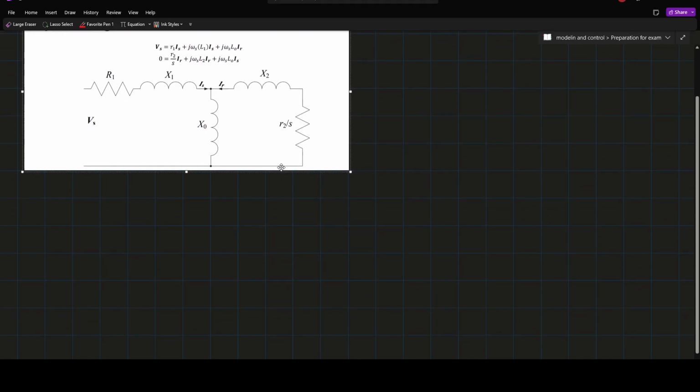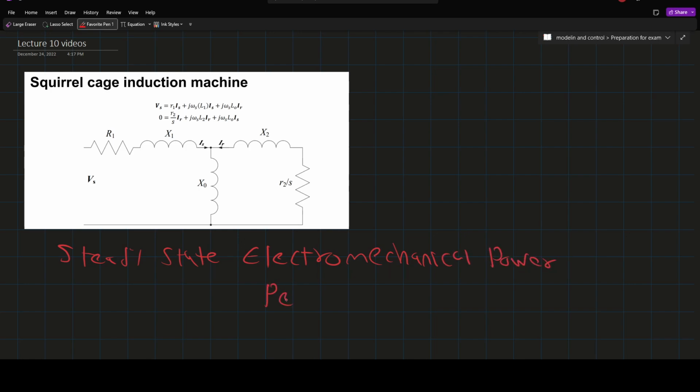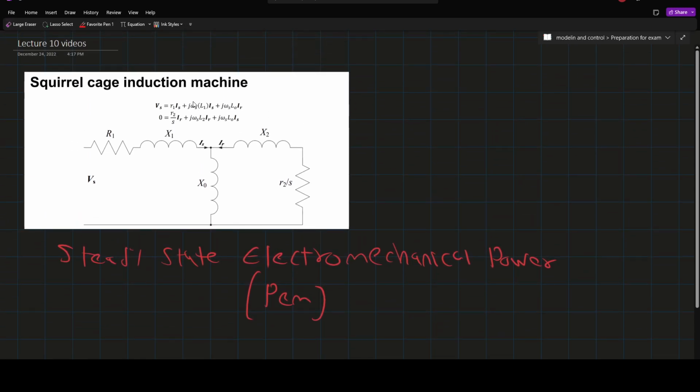Okay, we are going to continue with the steady state electromechanical power, PEM. And we are going to do this for our squirrel cage.